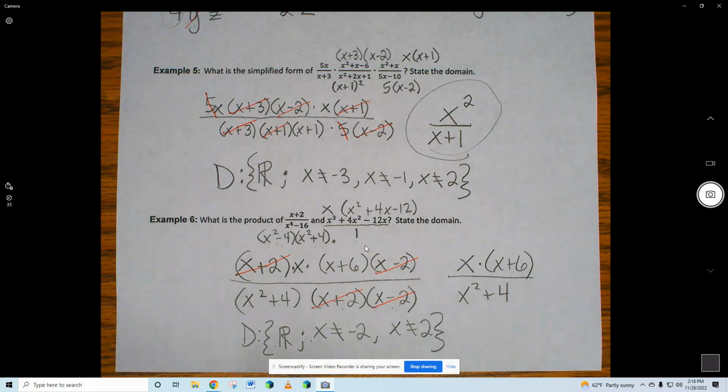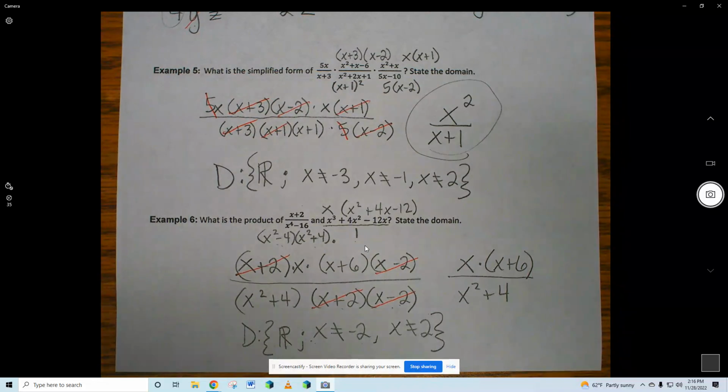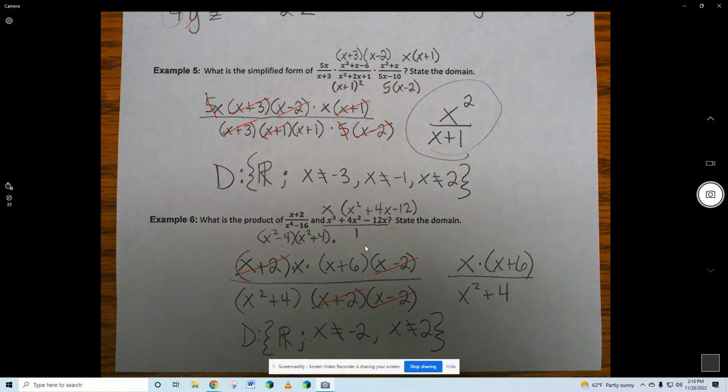All right. So you're not going to be foiling. You're not going to be combining a ton. You need to make it simple. Simple means get all those parentheses, factor it all out, and then cross out what you can from top and bottom.